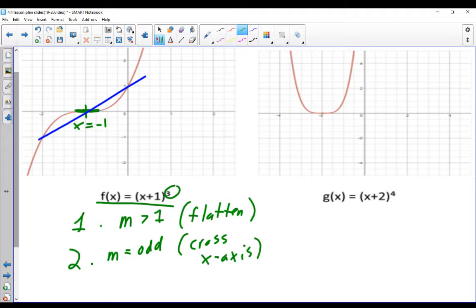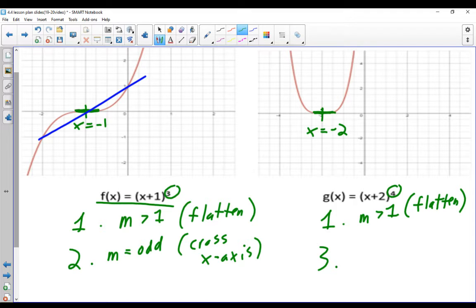So moving on to graph number 2. Here we have g of x is equal to x plus 2, all to the power of 4. According to key point number 1, the multiplicity of 4 is greater than 1, which means our graph should flatten out at our x-intercept. And sure enough, at our x-intercept of -2, our graph does appear to get a bit more flat right at that area. And then, according to key point number 3, since our m is even, our graph should stay on the same side of the x-axis.